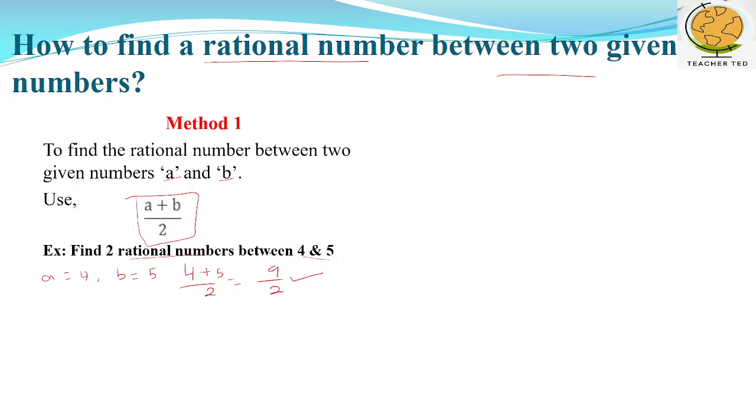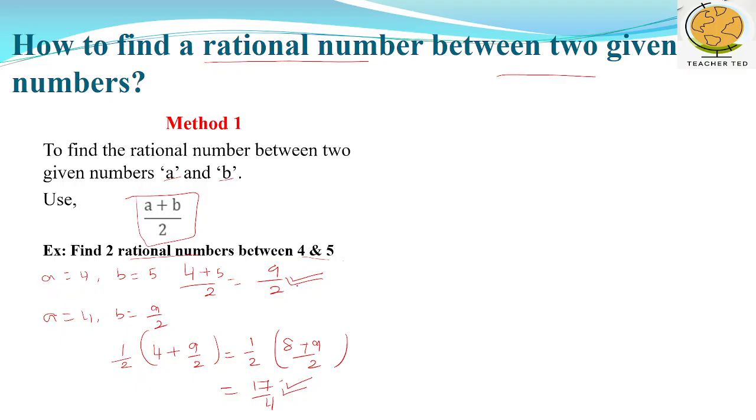We need another number. For another number, you need to repeat the same step, taking a as 4 and b as 9 by 2. Take the answer we have just calculated and substitute a and b in the same formula. So take half outside. You will get a as 4 and b as 9 by 2. So take the LCM. You'll get 8 plus 9 by 2, that is 17 divided by 4. So 17 by 4 and 9 by 2 are the two numbers we get between 4 and 5.